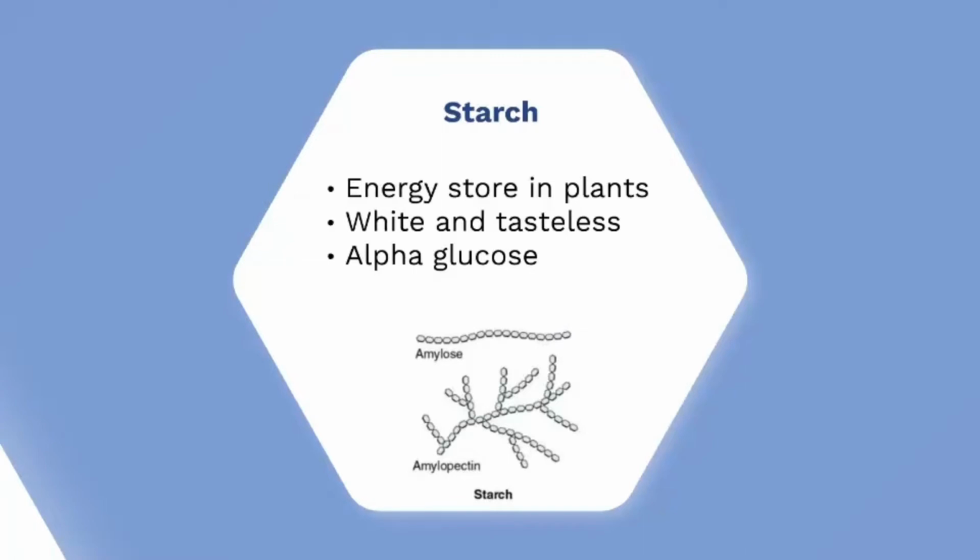Starch is white, tasteless and odourless, and it is insoluble in cold water. Starch is actually made up of two different polysaccharides, both made of alpha glucose. So we have amylose and amylopectin.